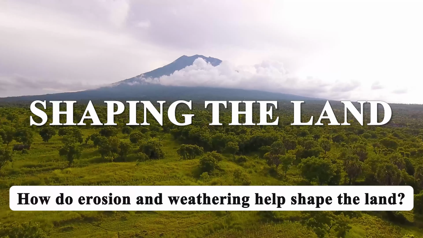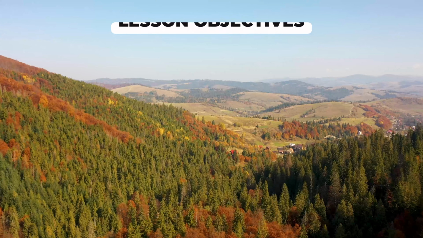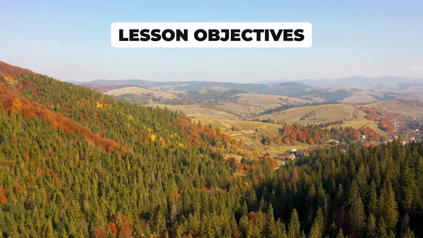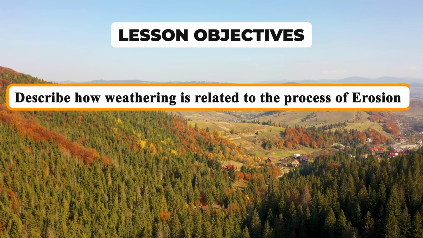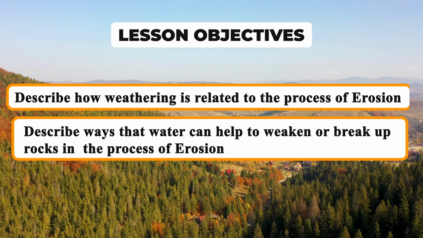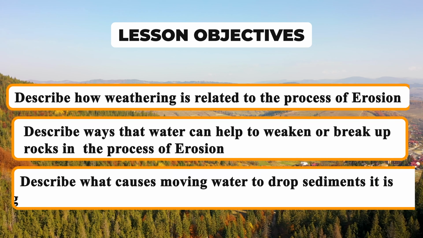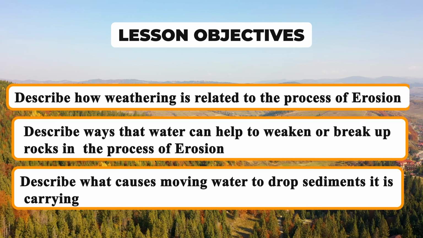Shaping the land. How do erosion and weathering help shape the land? Lesson objectives. By the end of this lesson, you should be able to describe how weathering is related to the process of erosion. Describe ways that water can help to weaken or break up rocks in the process of erosion. Describe what causes moving water to drop sediments it is carrying.